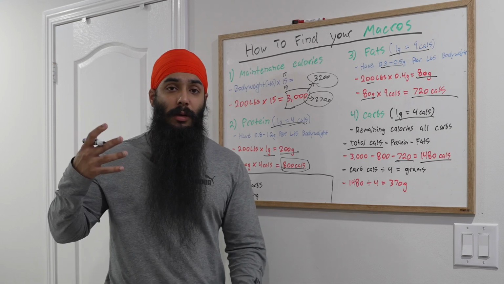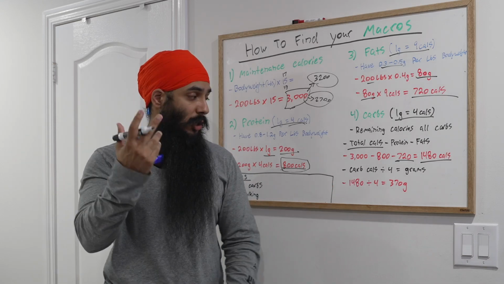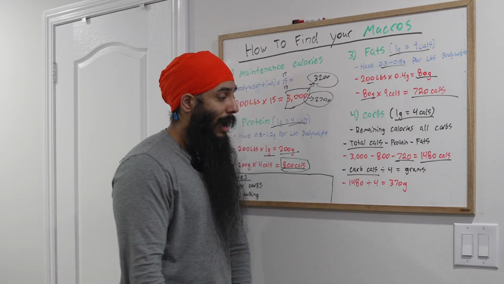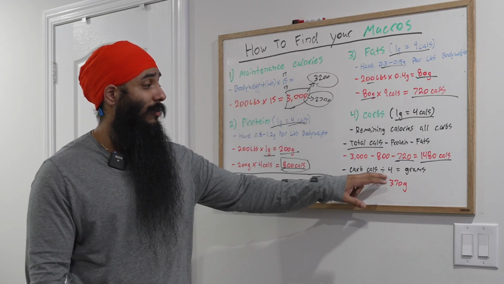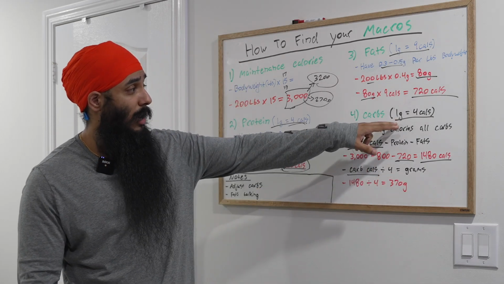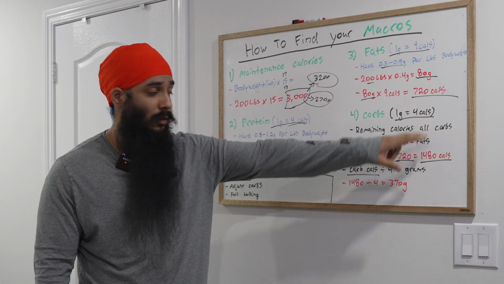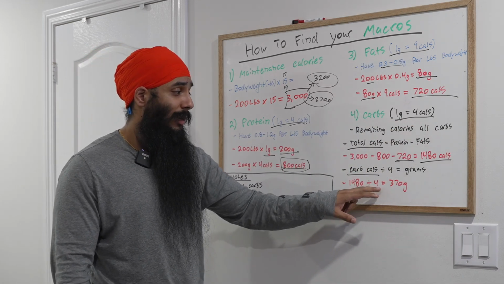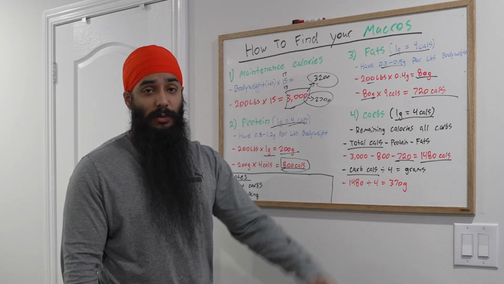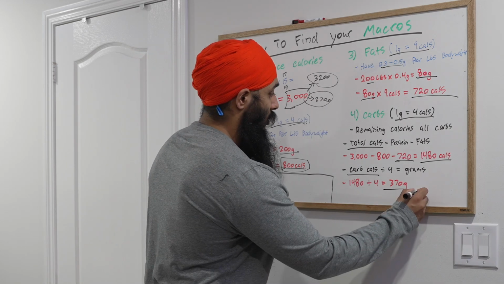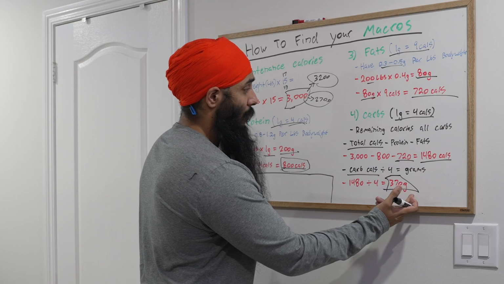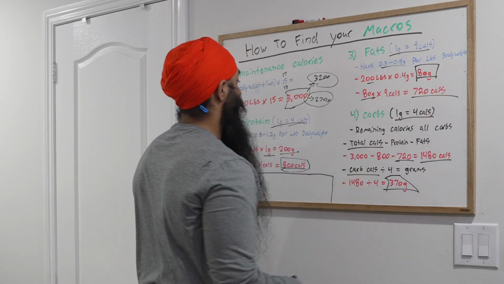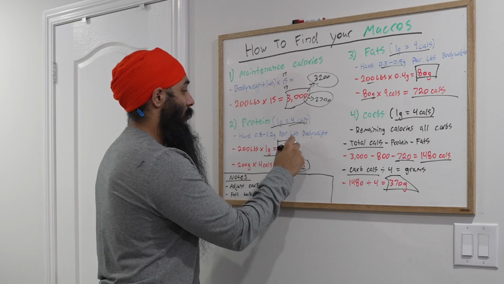But you might be wondering, how many grams is that? Here's what you're going to do. You're going to do your carb calories divided by 4, because 1 gram of carb is equal to 4 calories. So that's going to be 1,480 divided by 4, which gives you 370 grams of carbs. So this is your carbs, right? That's your carbs, how many grams you're going to have. This is your fat, how many grams you're going to have. And right over here is going to be your protein.